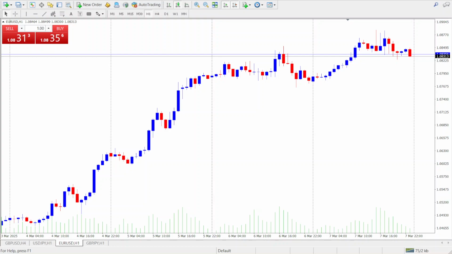Hi traders, have you ever noticed that the same currency pair can have different prices on different platforms? What if I told you that you could take advantage of those price discrepancies to make strategic trades? This is called arbitrage trading.